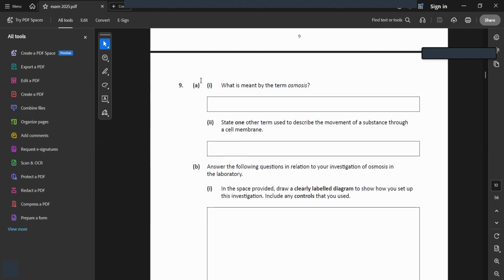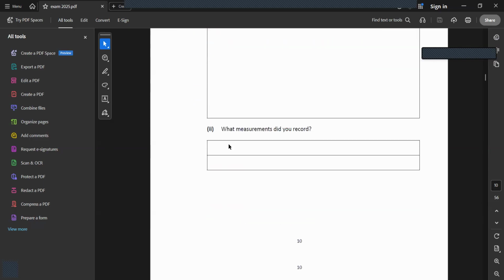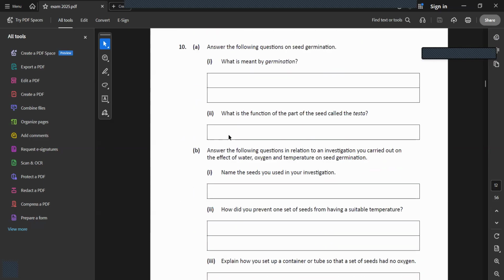And again, question number 9, I'm going to check out question B. I have to know this. So in space provided, clearly labeled diagram, how you would set up the investigation, controls that you have used. And there's another experiment. Okay, let me check section B in question number 10.